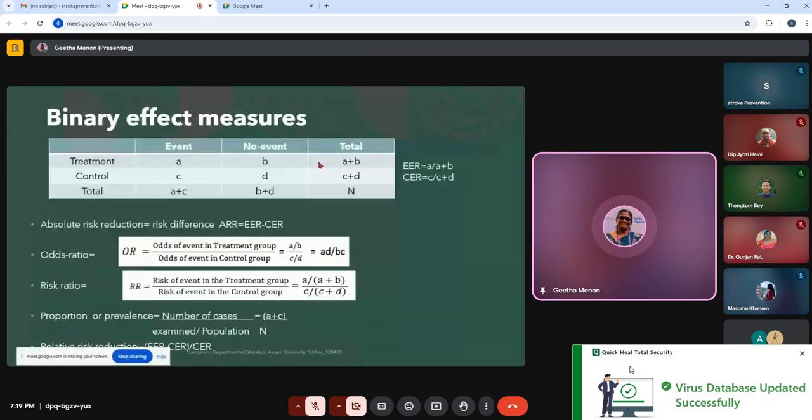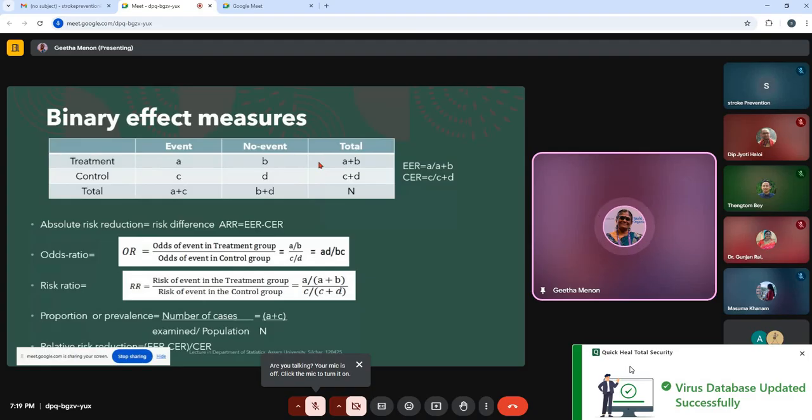And we all know that for binary effect measures, it is a 2x2 table, where the event rates in the experimental group and the event rates in the control group can be defined using the cells of the 2x2 table. And we can also calculate the odds ratio, the risk ratio, the absolute risk difference, the proportion or the prevalence, or the relative risk reduction, RRR.